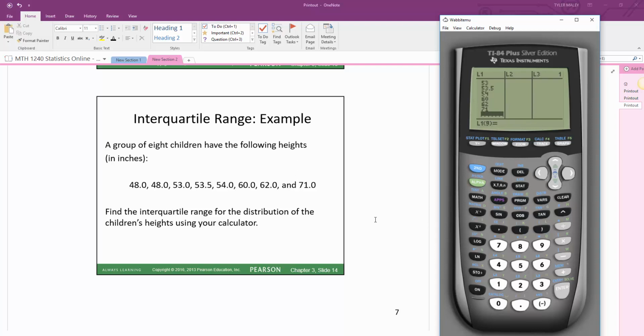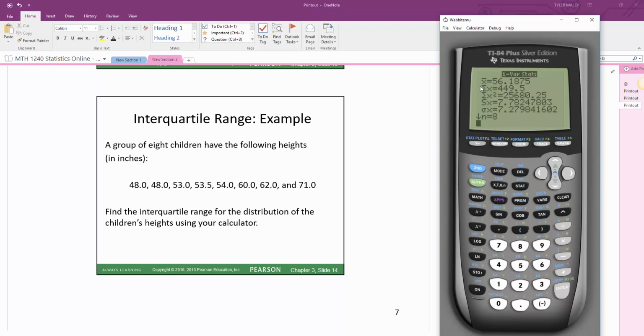So it asks us to find the interquartile range for the distribution of the children's heights using your calculator, right? So what I would do, we'll go to second quit. Then I'm going to go back into the stat menu, and we're going to go over to calc, and then the one variable stats, so option 1. So hit enter. We're telling our calculator we want list 1, right? So I leave that the same. So I'll go down here to calculate and hit enter.